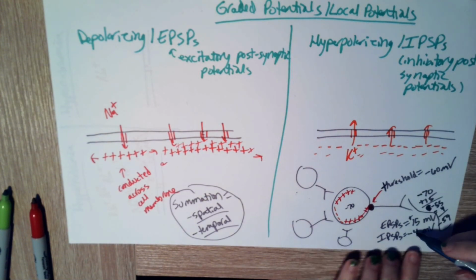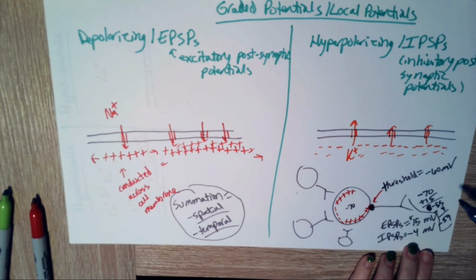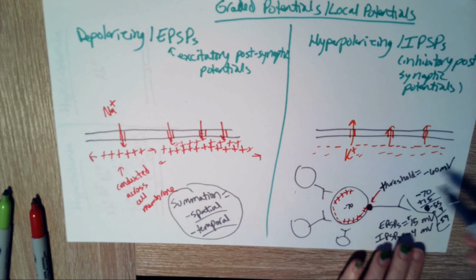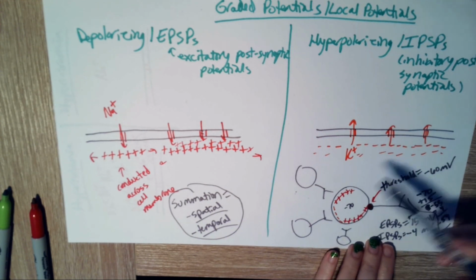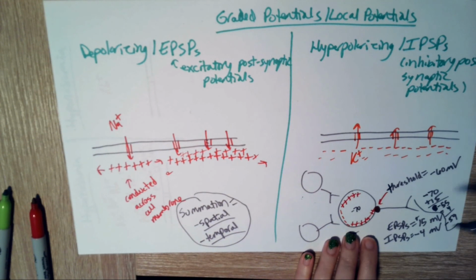Now if these IPSPs were, say, negative 10, so we would do negative 70 plus 15 is negative 55, and then we'd have to subtract 10, so that would give us negative 65 millivolts. That is not more positive than negative 60. It's more negative than negative 60. We didn't hit threshold. We don't have an action potential. Nothing happens. So those IPSPs can completely negate anything that the EPSP is trying to do.